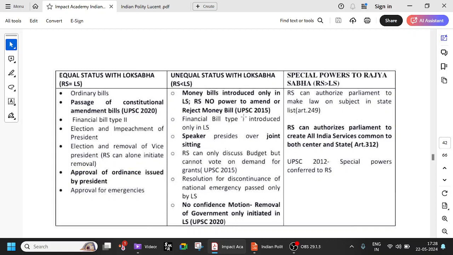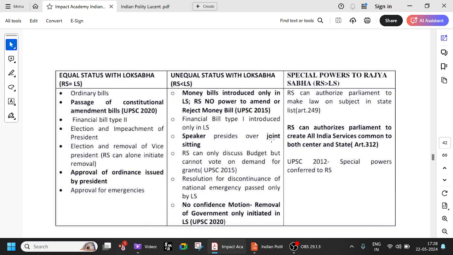If it contains only some financial matters other than those related to money bills, then that becomes financial bill 2. So financial bill 1 and money bill can be introduced only in Lok Sabha, that too with the prior permission of the president. Rajya Sabha has no power to amend or reject the money bill.